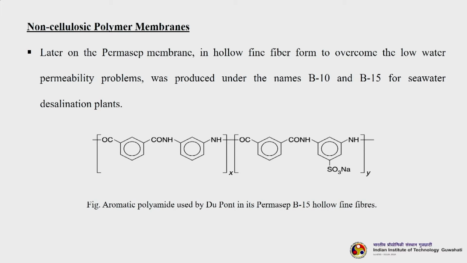Later, the Permasep membrane, in hollow fiber form, used aromatic polyamide. This is the structure of aromatic polyamide. DuPont prepared this membrane. Permasep B15 is the brand name, or the trade name. These are hollow fine fibers, prepared for seawater desalination purposes.